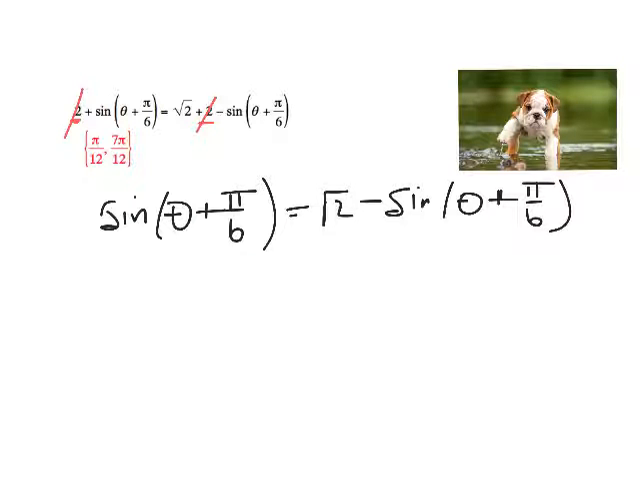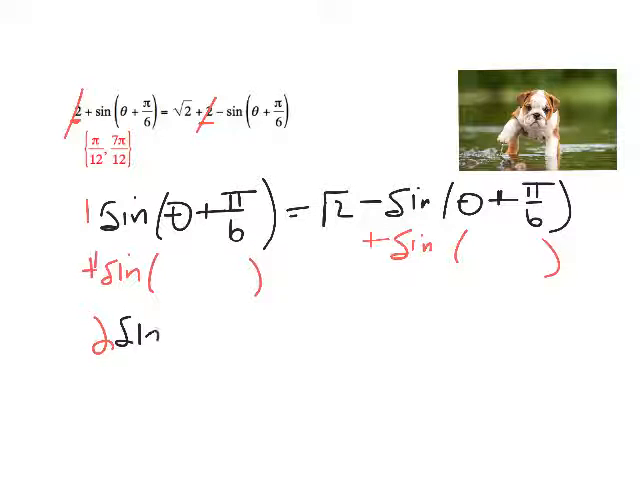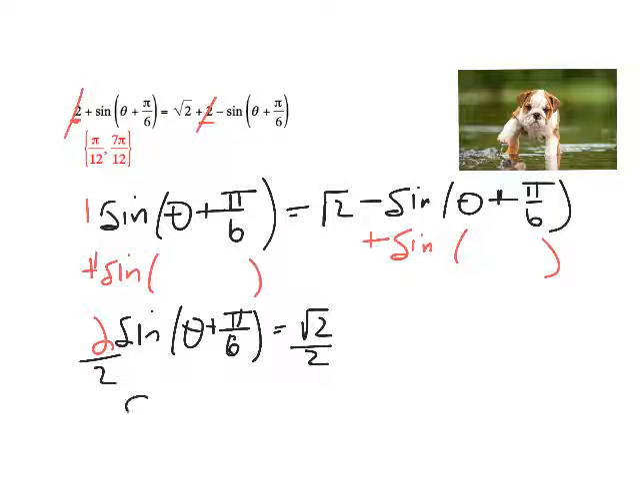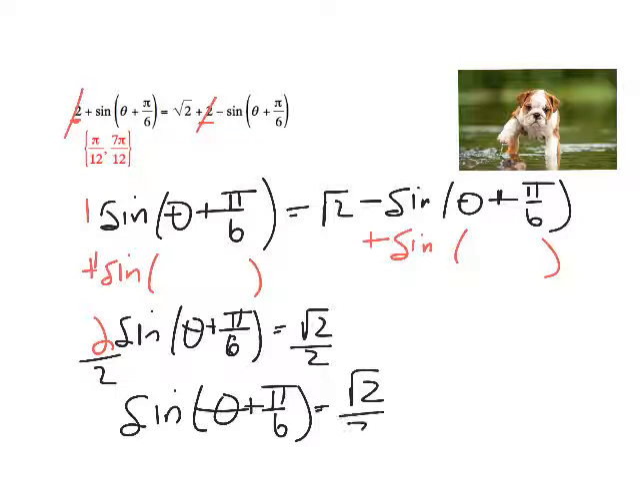I am going to add this sine of that. I'm not writing it again because it's driving me nuts. So I'm adding that to both sides, right? And so I have 1 plus 1 is 2, so 2 times the sine of theta plus pi over 6 equals a radical 2. And so just divide both sides by 2. So where does the sine of theta plus pi over 6 equal radical 2 over 2?